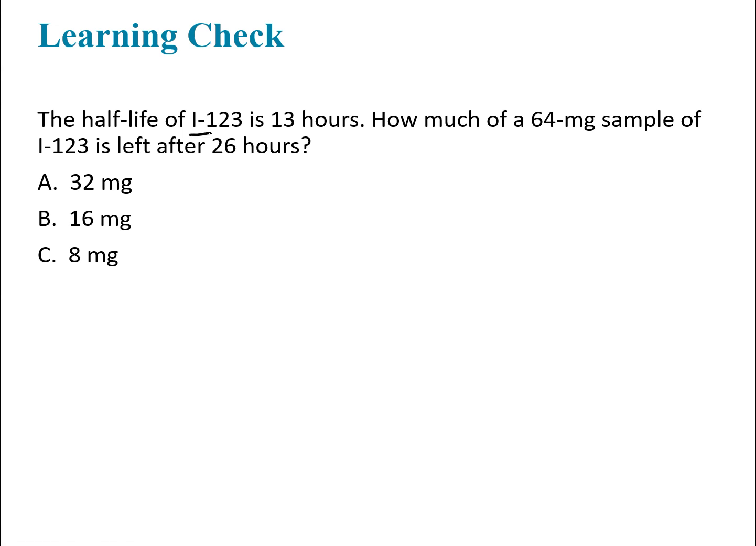So we're given a different isotope of iodine, I-123, and its half-life is 13 hours. We're starting with the sample of 64 milligrams, and we want to know how much do we have left after 26 hours. The first thing that you want to do is take the amount of time that's elapsed and convert it to the number of half-lives.